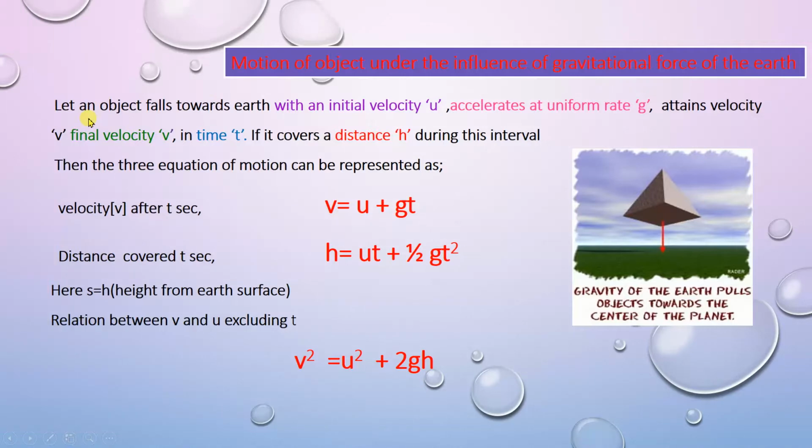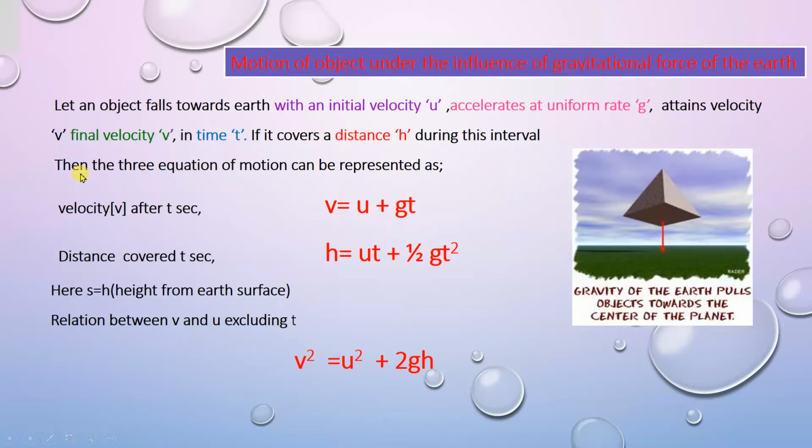Let's see how. Let an object fall towards the earth with initial velocity u, and it accelerates with g. Okay, clear why we have taken g? Because it is falling under the action of gravitational force alone. So it will attain some velocity, that is final velocity v, in the time t. It covers the distance h. Why are we taking h? Because the vertical distance we are taking as height during this time interval.